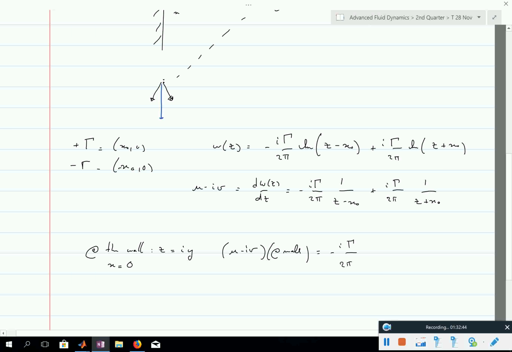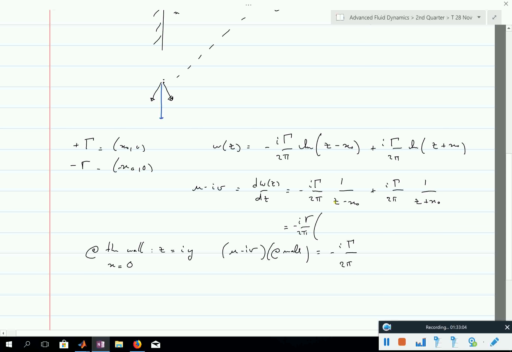Actually, let me simplify this expression first. I'm just going to add a line here where I simplify that. I'm going to put everything under the same denominator. You know how to do that, so let me just write it. So it's minus i gamma divided by 2 pi.